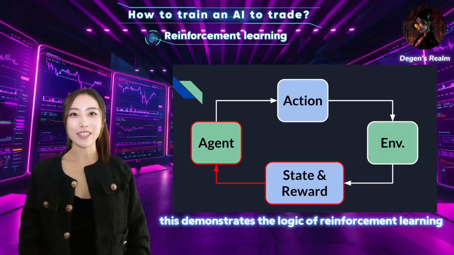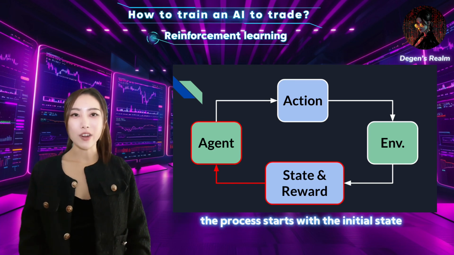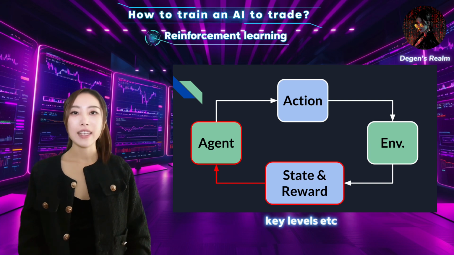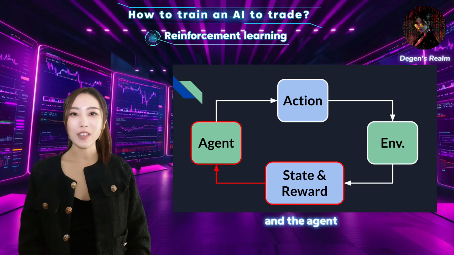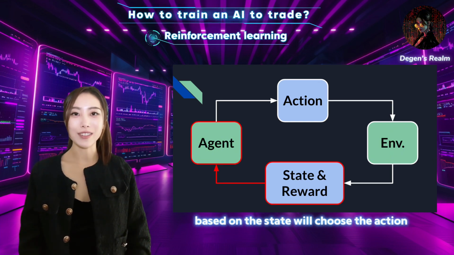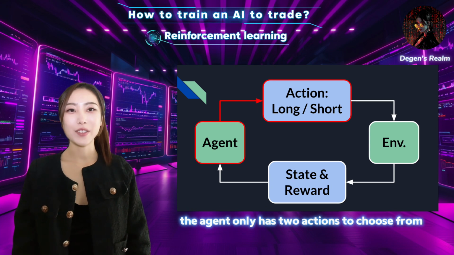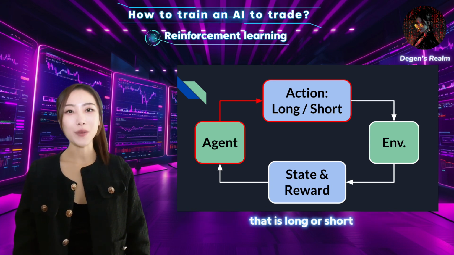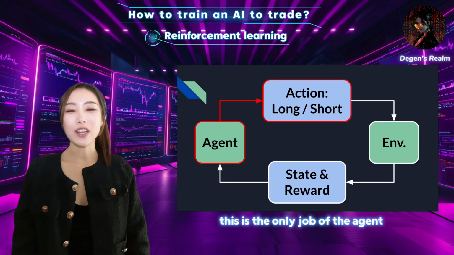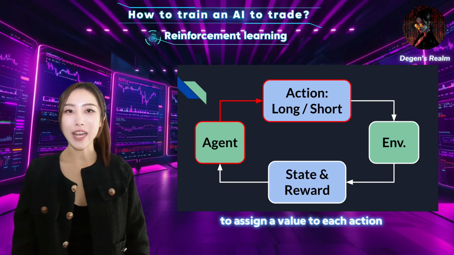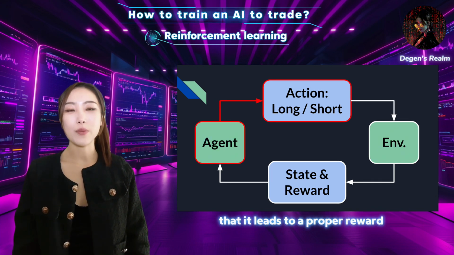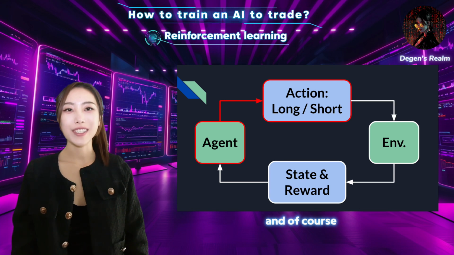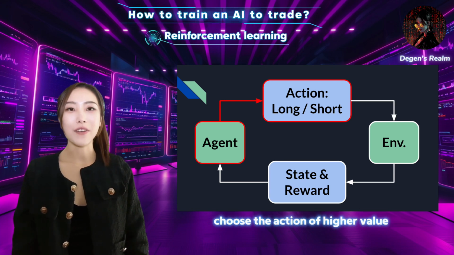This demonstrates the logic of reinforcement learning. The process starts with the initial state, gathering data like historical prices, technical indicators, key levels, etc. The initial state is then passed to the agent, and the agent, based on the state, will choose the action. The agent only has two actions to choose from, that is long or short. This is the only job of the agent, to assign a value to each action. The higher the value of the action is, the higher the possibility that it leads to a profit reward. And of course, the agent will always choose the action of higher value.